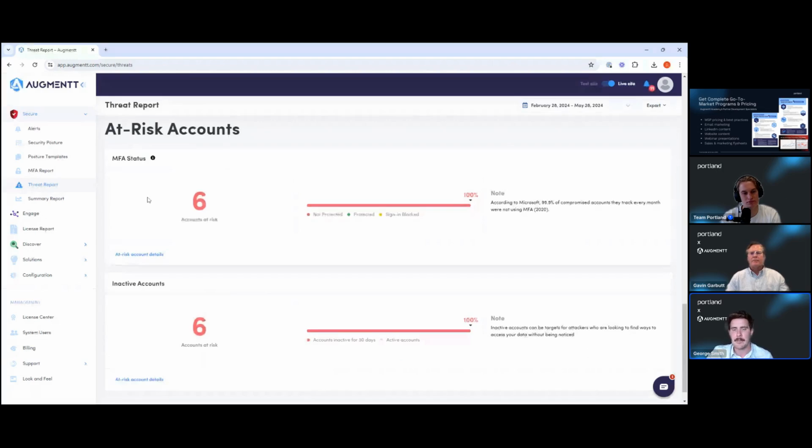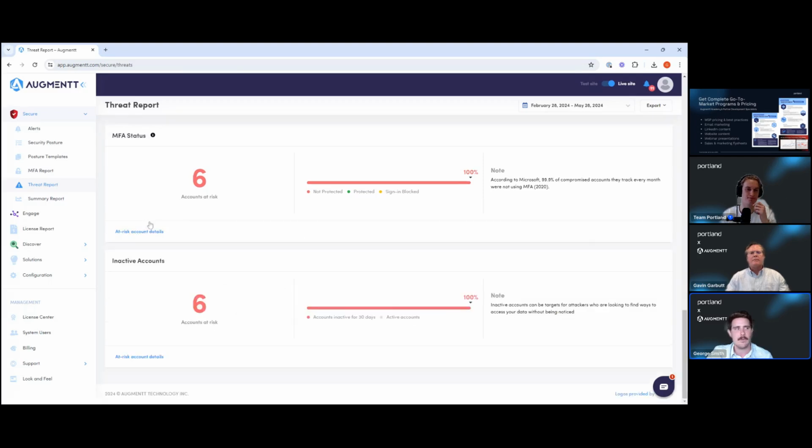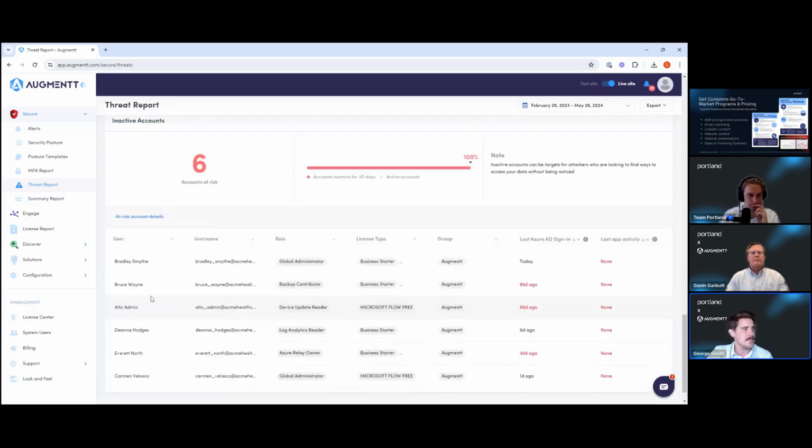MFA, we know it's really important to have that on. So why are there 6 people at your organization that don't have it on whatsoever? There's also another 6 users here at your company that are registered as inactive. Are these people that are still with the company? Are they just not working? Either way, this is a great kind of backdoor opportunity for a bad actor to get into your system, and it's something that we want to remediate.